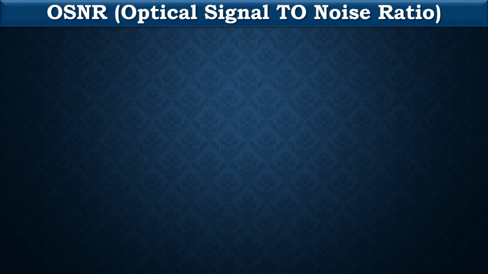So hello friends, in today's video we are going to discuss the OSNR, optical signal to noise ratio. OSNR is a very important parameter which must be considered while designing the DWDM link. It is also a very important parameter to keep in mind in terms of performance. It affects the performance of the signal.